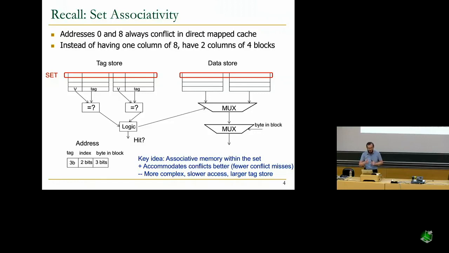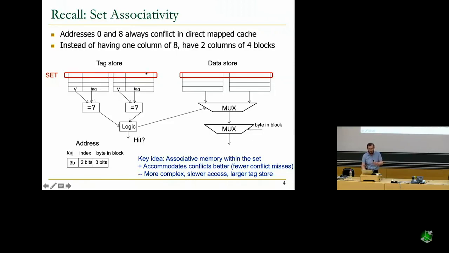I'll make a point before we move on. I showed the associativity of 2 over here. Could you have an associativity of 3? That's not a power of 2, right? I see nodding heads, and the answer is actually yes. You can have an associativity of 3, because you're not using the bits to index. The bits to index need to be a power of 2, otherwise you'll lose some locations perhaps. But you could have an associativity of 3 over here.